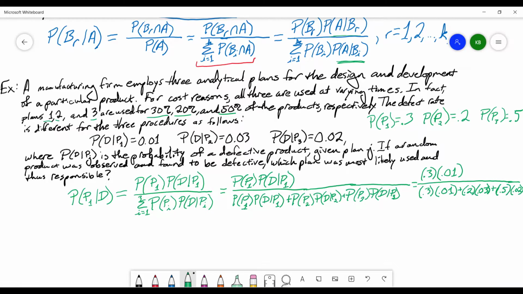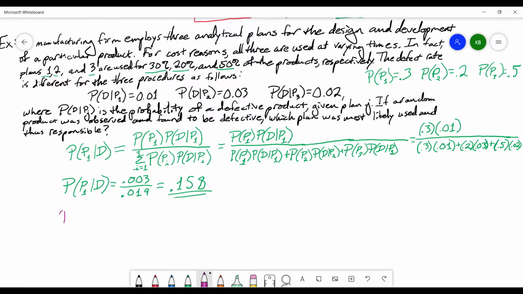Now when I do all of that multiplication, addition, and division, I end up arriving at the probability of P1 being used given that it was defective is going to equal 0.003 divided by 0.019, which is going to equal 0.158. So now we can move on to finding the probability that plan 2 was used given that it was defective.